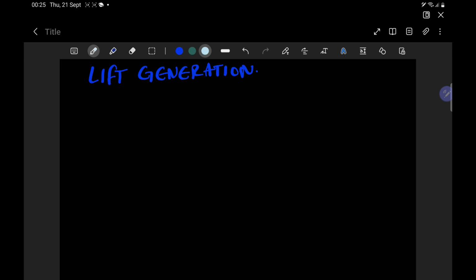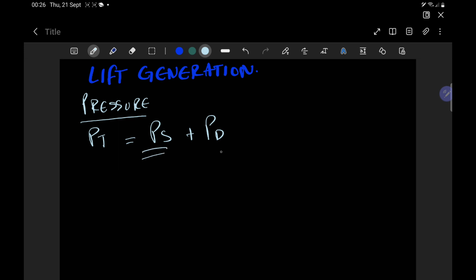So let's get started. We need to first understand pressure systems. We have a formula which states total pressure is equal to static pressure plus dynamic pressure. These two terminologies are very important in terms of ATPL theory. We will be studying them in principles of flight, in aircraft general knowledge, and in instrumentation lessons.